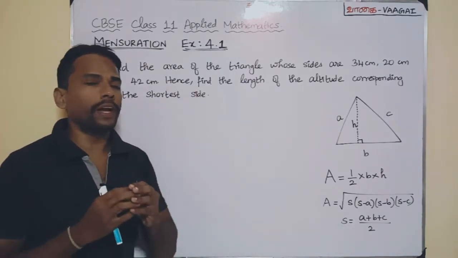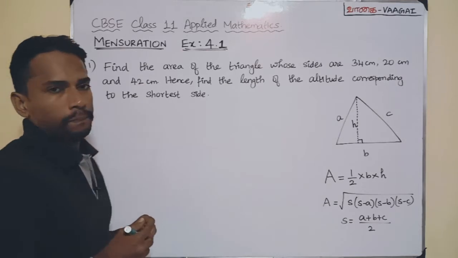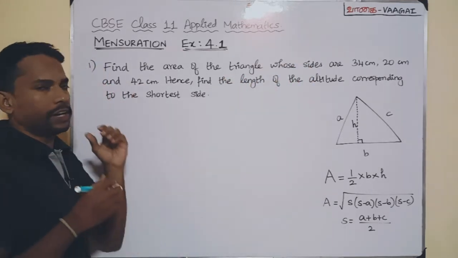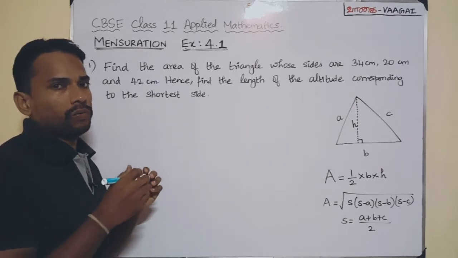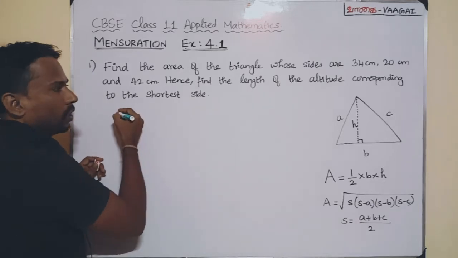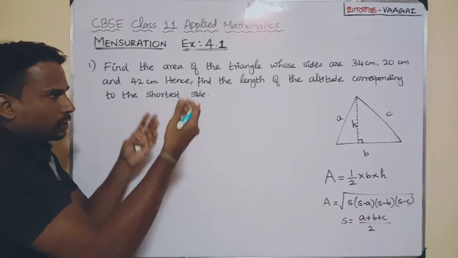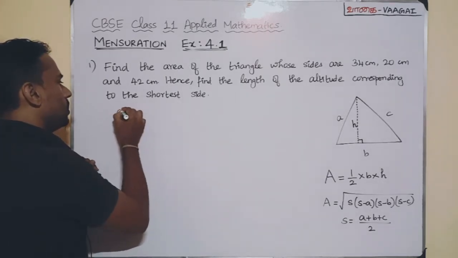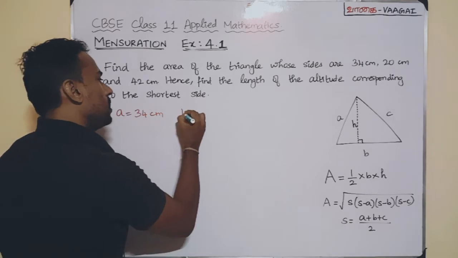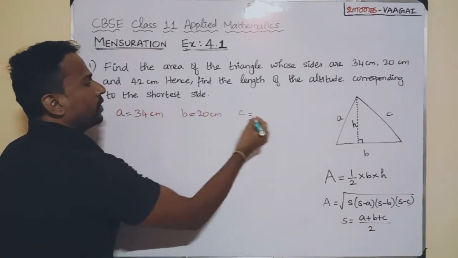Let's now get into the question. Find the area of the triangle whose sides are 34 centimeter, 20 centimeter and 42 centimeter. Now we are given the three sides itself. Let's take a note, and we'll take the three sides to be A, B and C respectively. A is 34 centimeter, the second side B is 20 centimeter, and the third side C is 42 centimeter.